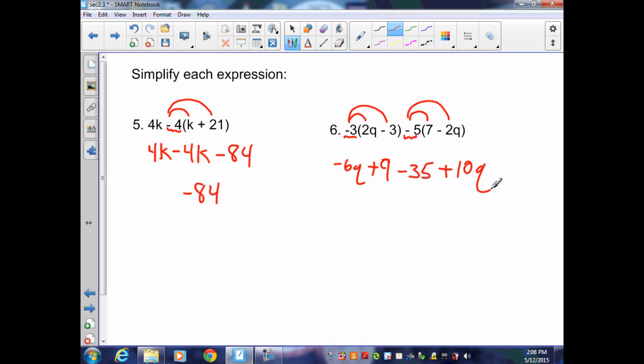Now I have like terms. My q's are like terms. So a negative 6 plus 10. Different sign, subtract. 10 minus 6 is 4. Use the sign of the larger, which is positive. Q. Notice the variables don't change. And 9 minus 35. Different sign, subtract. 35 minus 9 is 26. Use the sign of the larger, which is a negative 35, so it's minus, or negative 26. 4q minus 26.